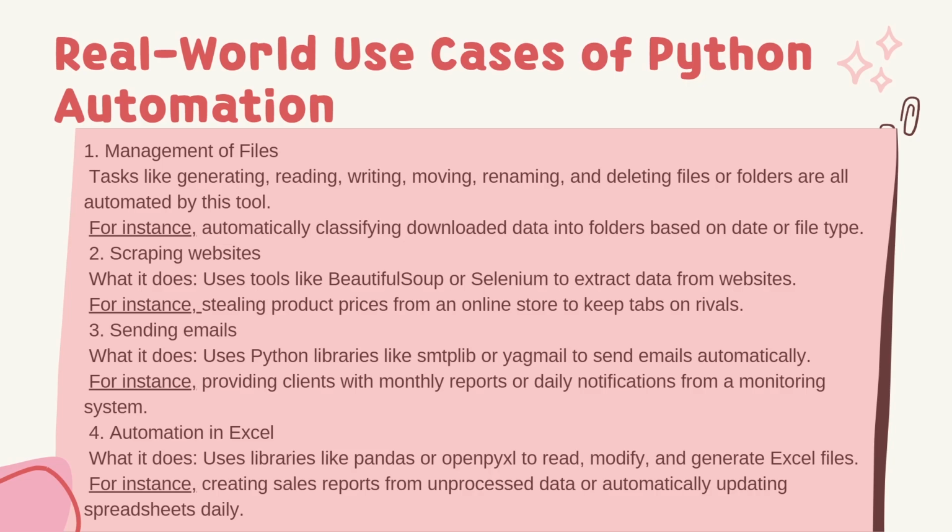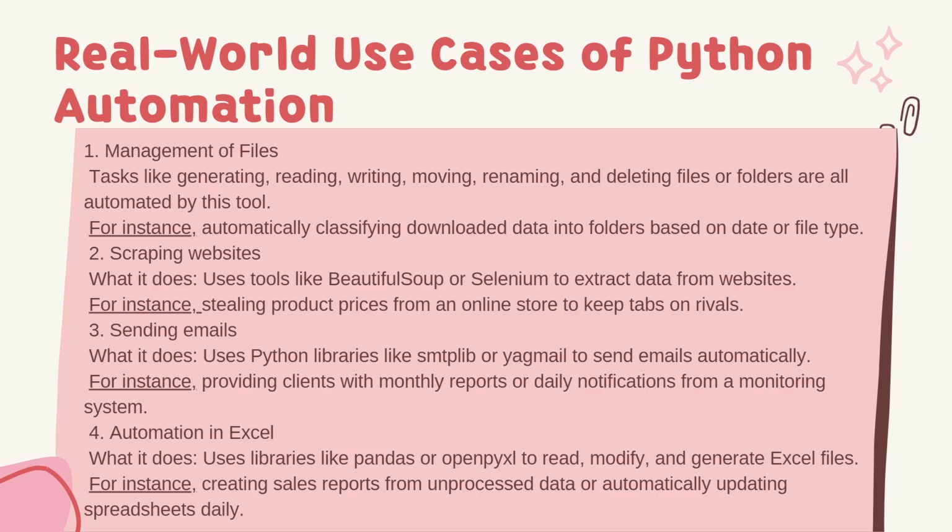Number two, scraping the website. What it does is that it uses tools like Beautiful Soup or Selenium to extract data from the website without human interaction. That means there is less error. For instance, scraping products and prices from an online store to keep tabs on rivals. It doesn't mean that you're going to get those copyright strikes because it's just getting the info from other sites and keeping it the same.